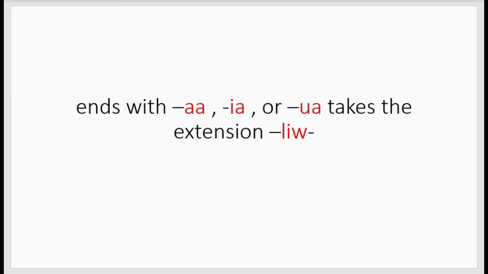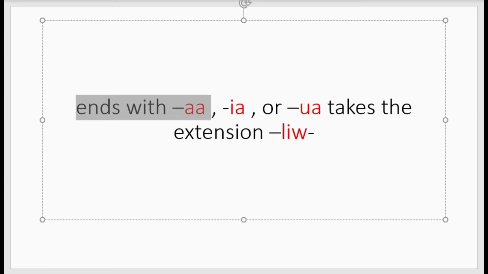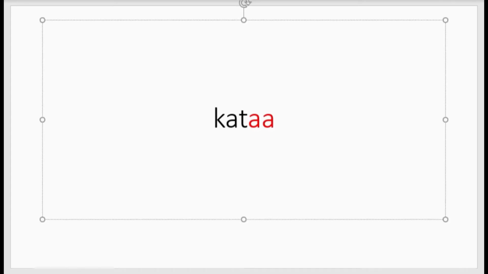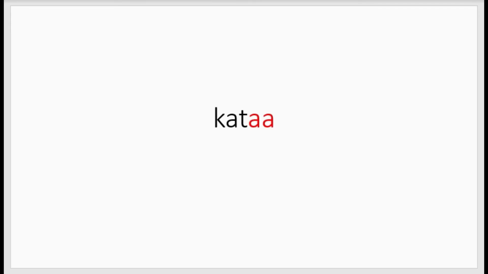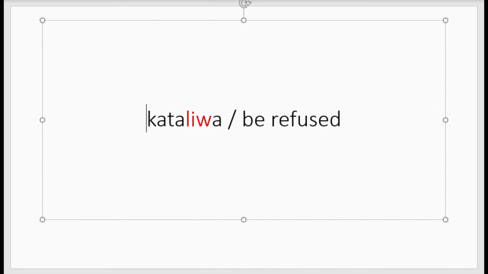If the verb ends with two a, or ends with a, the verb takes the extension liwa. Okay? So, kataa ends with two a, becomes kataliwa. Be refused.